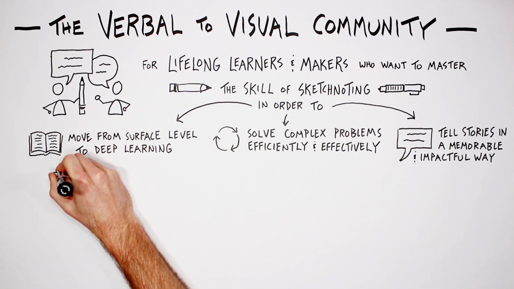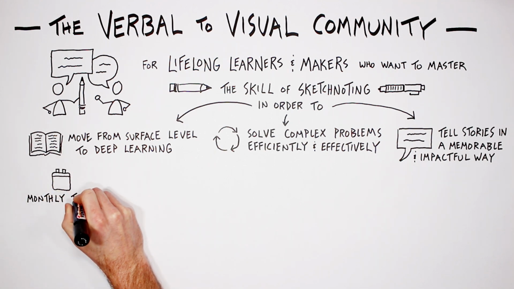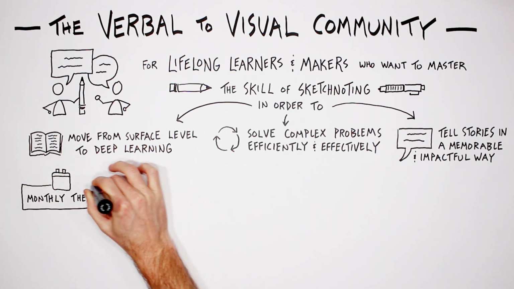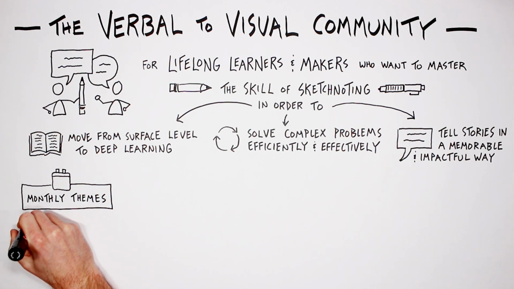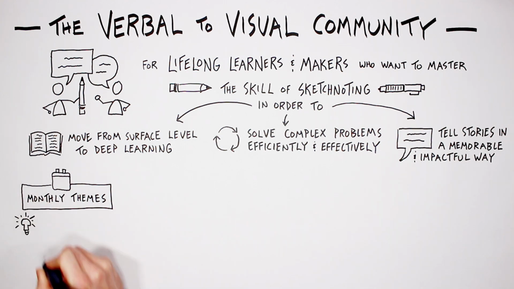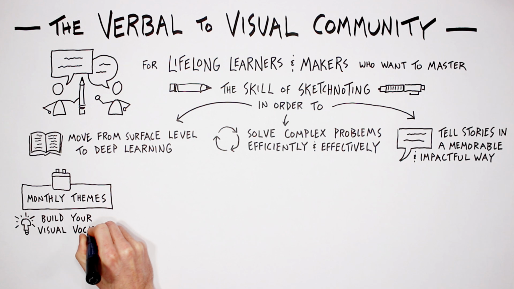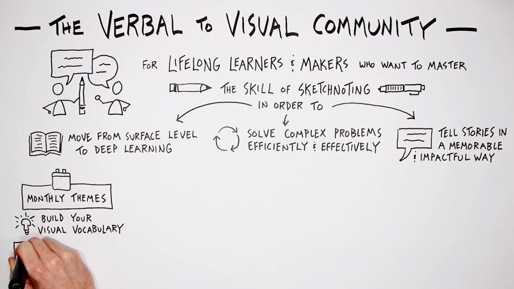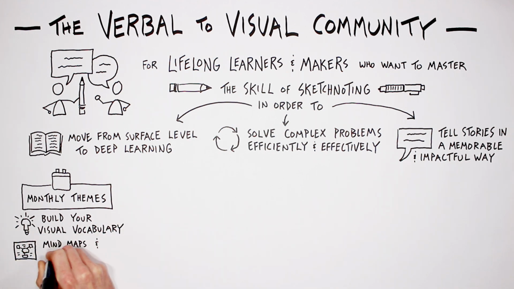Most of the activity that goes on within this community will be organized around monthly themes. For example, the first 3 months, I've got these themes planned. In April, we'll focus on building your visual vocabulary. In May, we'll explore mind maps and flowcharts as a specific sketchnoting process. And in June, we'll focus on handwritten fonts. Each month, then, we'll focus on a particular sketchnoting skill or sketchnoting process, so that you can deepen your skills and experience in that particular area.